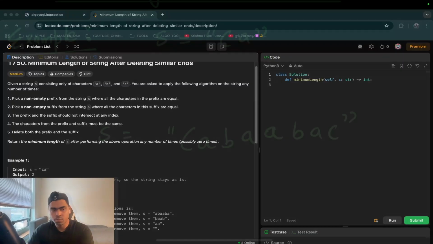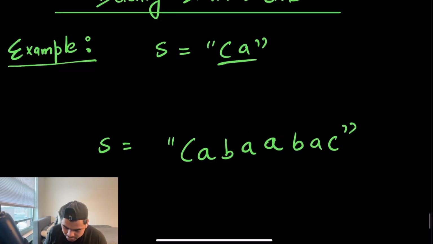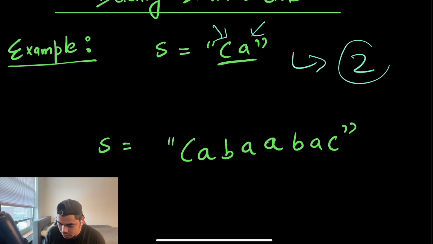I'm going to switch the view here and let's see what we're actually going to do. For example 1, this is the string, and if you're choosing the prefix, it starts over here, the suffix would be here, nothing is equal, so we're just going to return 2. This is the length of s.